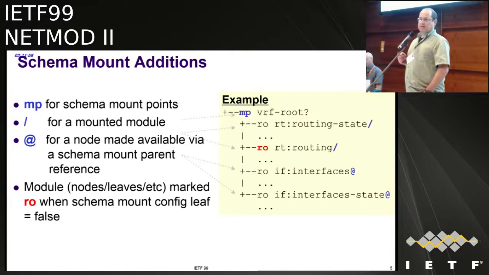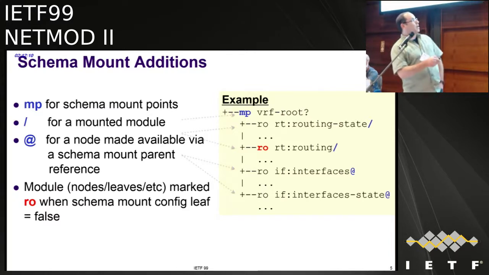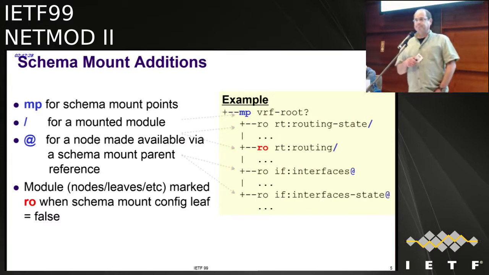There's one other bit in the schema definition. You can define whether a schema is mounted read-only. How do we represent that? Well, we just use RO for the module that's brought in. So there's no extra flag. It's just that even though the module, in its normal mount point, would be RW, in the read-only case, or config leaf equals false, we would just say RO there. So that's a little bit of a subtlety, but it seemed like a good compromise.